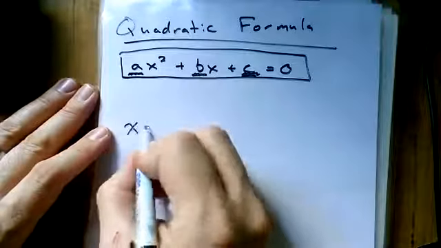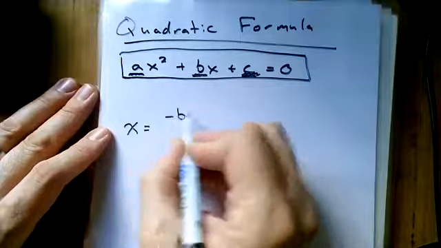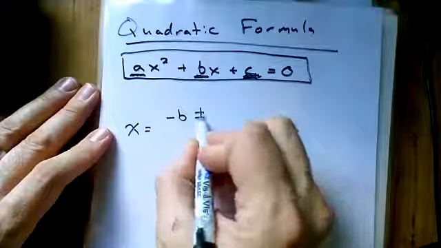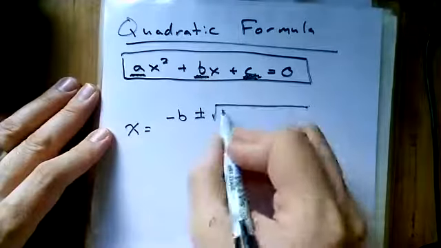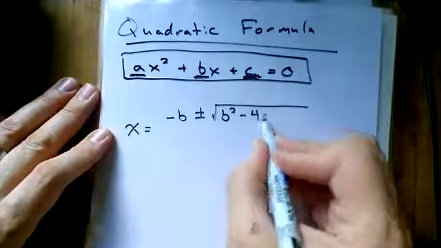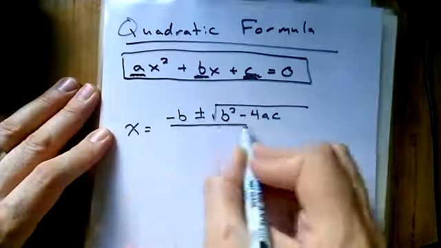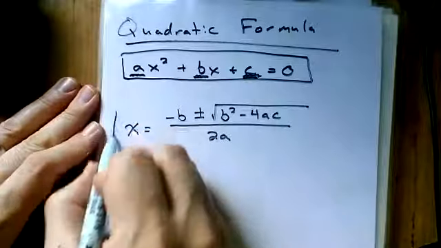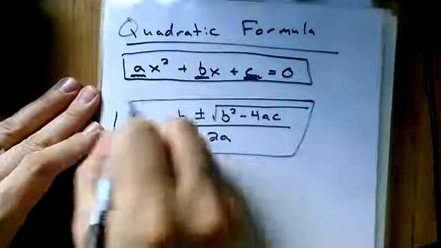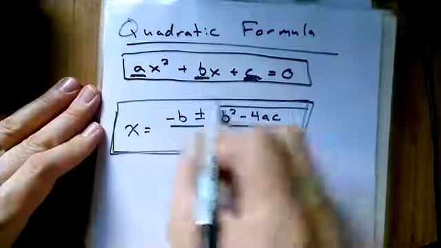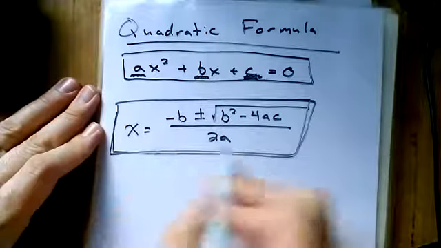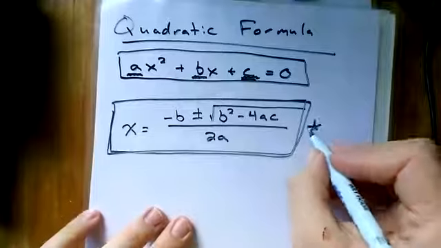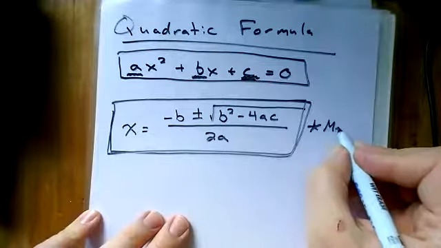formula. x is equal to negative b, so whatever sign is here, we're going to flip it, plus or minus the square root of b squared minus 4ac, all over 2a. This formula right here is what we call the quadratic formula. I will say this is extremely important, and I will suggest that you memorize it.